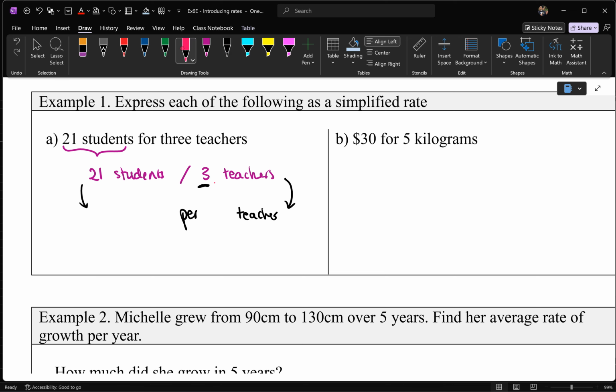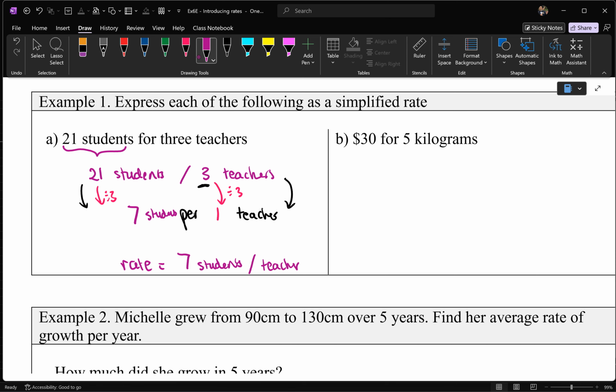Well, logically, to go from 3 down to 1, I have to divide it by 3, but whatever you do to one side, you have to do to the other. So that means that 21 divided by 3 now gives me 7. So that means there are 7 students at this particular rate, 7 students per teacher. So every teacher there's going to be 7 students in that group. Okay, so hence if you have 3 teachers, then you've got 21 students. So the rate is 7 students per teacher. That's your rate.